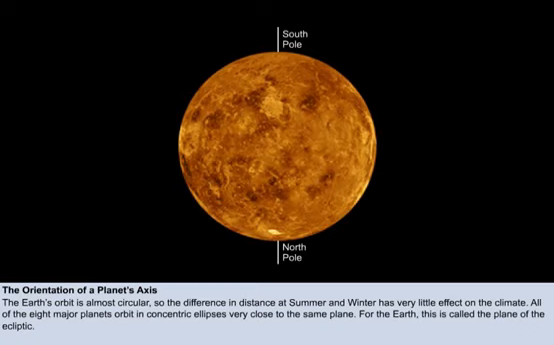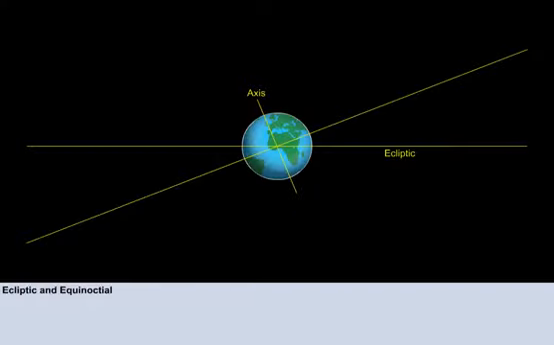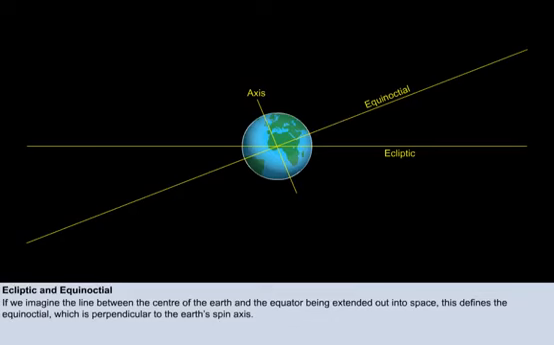If we imagine the plane between the centre of the Earth and the equator being extended out into space, we get another plane. This plane is called the equinoctial, and it is perpendicular to the Earth's spin axis. The angle between the ecliptic and the equinoctial is also 23.5 degrees. This is sometimes called the obliquity of the ecliptic. If this angle is 23.5 degrees, then the angle between the Earth's spin axis and the ecliptic must be 66.5 degrees.